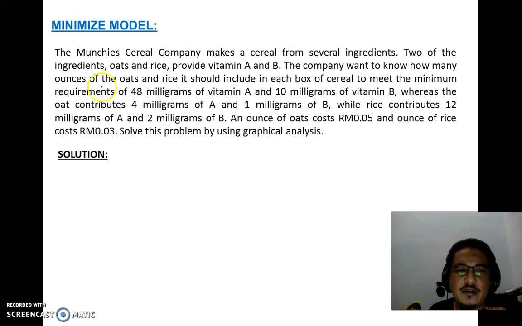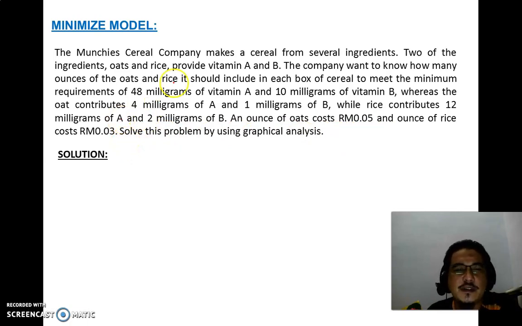The oat contributes 4 mg of vitamin A and 1 mg of vitamin B, while rice contributes 12 mg of vitamin A and 2 mg of vitamin B. An ounce of oat costs 5 cents. An ounce of rice costs 3 cents. Solve the problem by using graphical analysis.